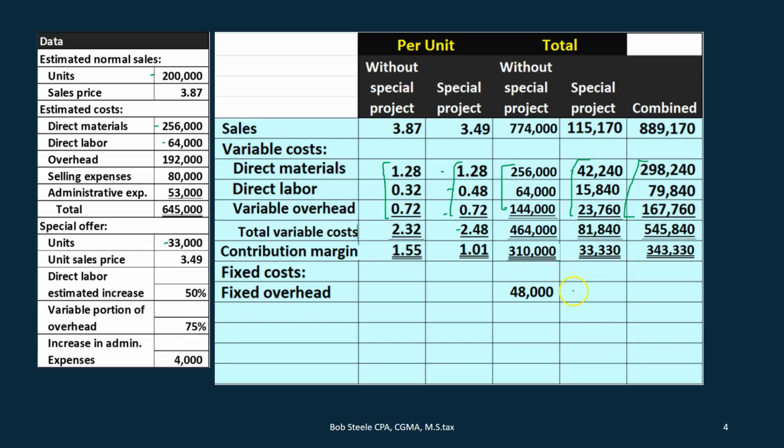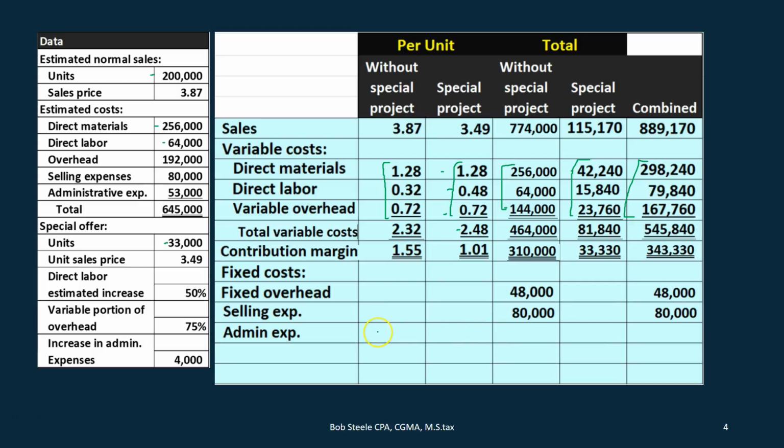So we have 48,000 fixed. That's not going to change. Now, I'm not going to add it to the special project because there's no relevant cost to the special project. It's still there. So whether we take the special project or not, we're paying the 48,000. So the total cost is 48,000 either way we go. That's the point. So now we got the selling expense. The selling expense was the 80,000, and it's going to be fixed as well. There's going to be no added cost if we take on the special project. Still 80,000 no matter what.